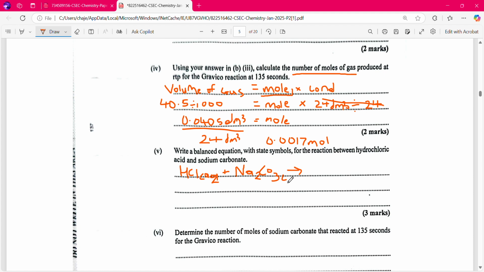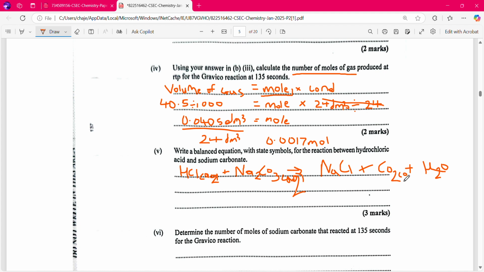Yes. So this is aqueous. Sorry about that. And what are we going to form? Sodium chloride plus what? And what else? Something is missing. Yes. State symbols for each of these, please. Alright, so this is gas, this is liquid.